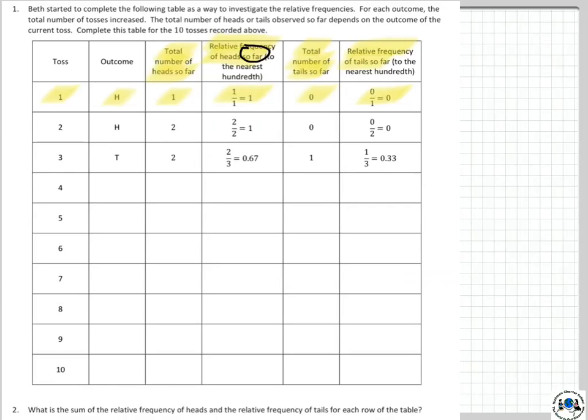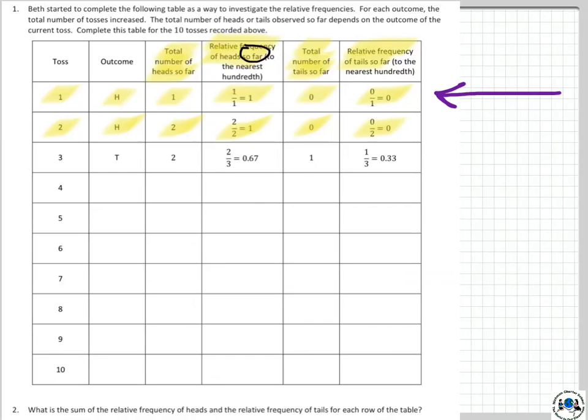So this is not a reliable place to stop if we're going to predict or estimate relative frequency or probability. 1 toss is not going to do the trick at all. And you can see what happens with 2. Second toss, another heads. 2 heads out of 2, still 100% or probability of 1. No, probability of 0 for tails.